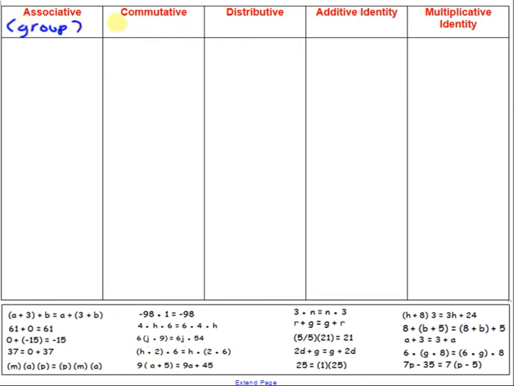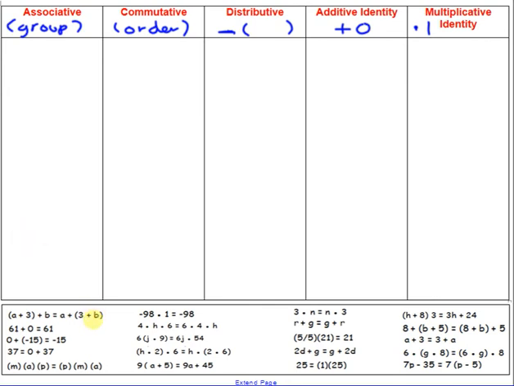Okay, is it going to be commutative, which means it could be in any order? Is it going to be distributive, which means I have a number and then I have parentheses? Is it going to be additive, meaning I'm going to have a plus 0? Or is it going to be multiplicative identity, which means somewhere I'm going to have a times 1? Okay, so let's go ahead and get started. And remember, you are going to have to pause your video to write these down.